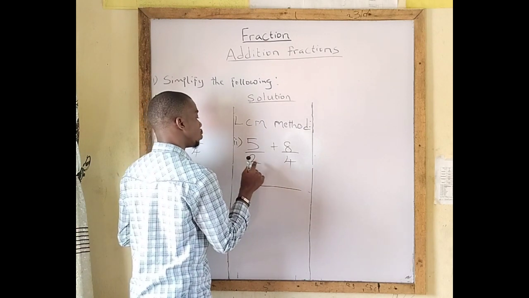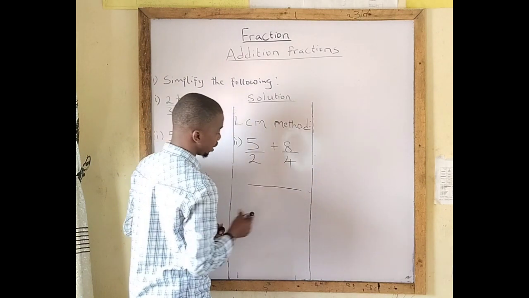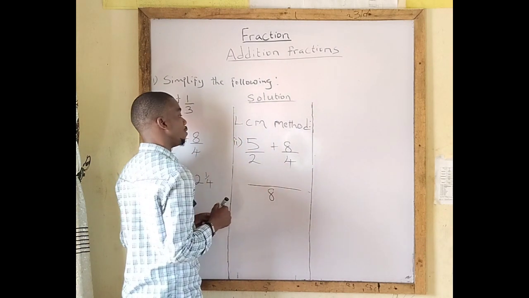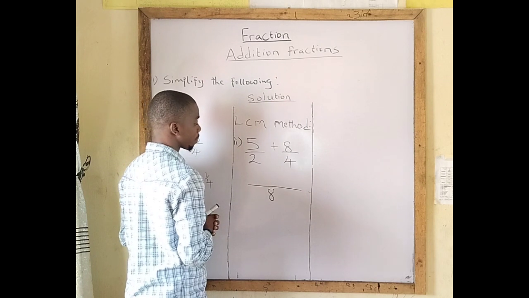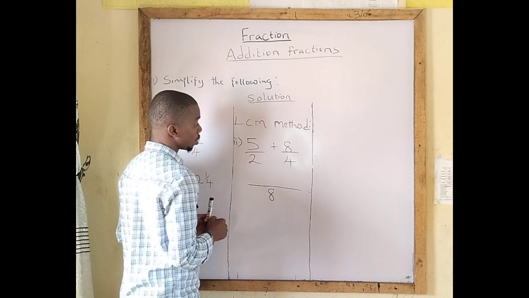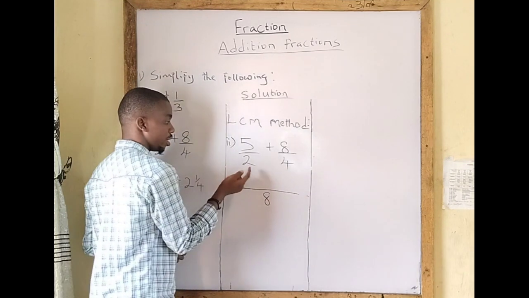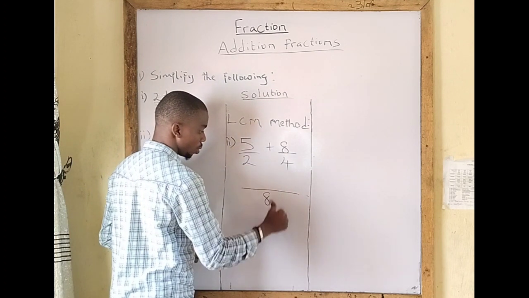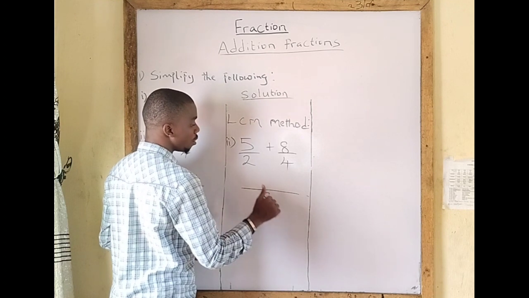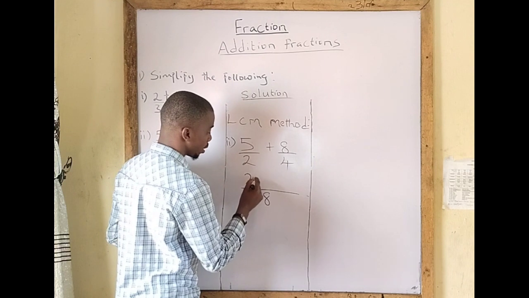Now we have to get the LCM. We say 2 times 4. The 2 times 4 is 8. So the smallest number that the denominators can divide will be 8. Now we have 8 here, and we say 2 goes into 8 how many times? 2 goes into 8 4 times. Then the denominator of the first fraction divides this, 4 times. So we have 4 times 5, which is 20.